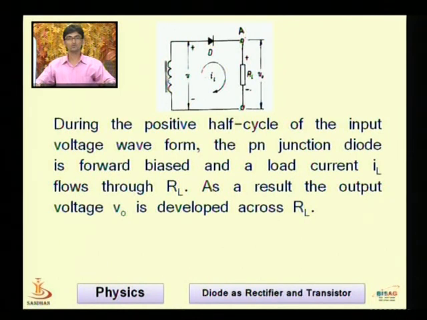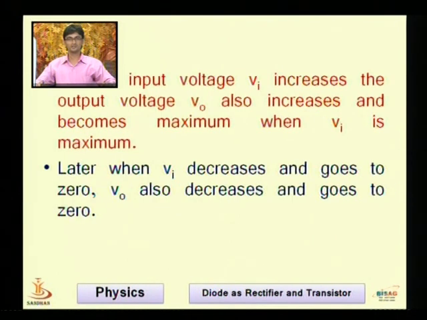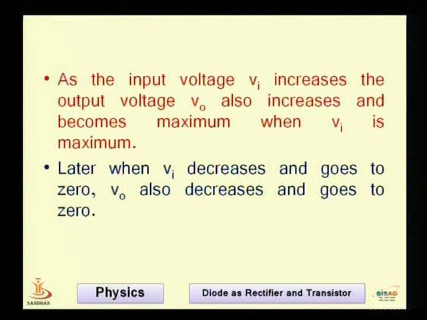As a result, the output voltage V0 is developed across the load resistor. So this is the thing for the positive half cycle of the diode. Now as the input voltage Vi increases, the voltage V0 also increases and becomes maximum when Vi is maximum. Later when Vi decreases and goes to 0, V0 also goes to 0.